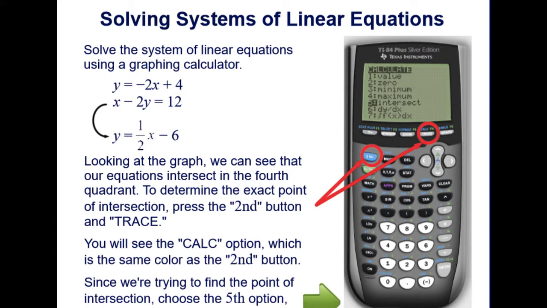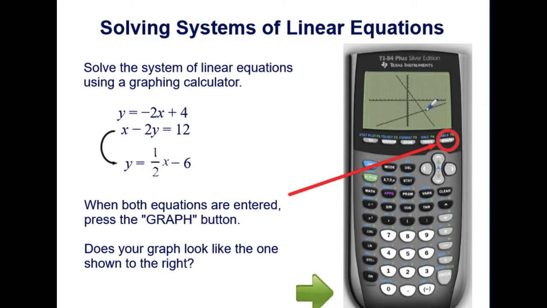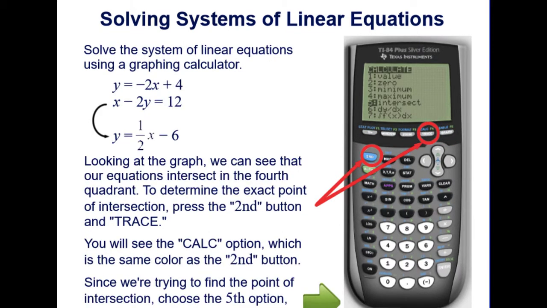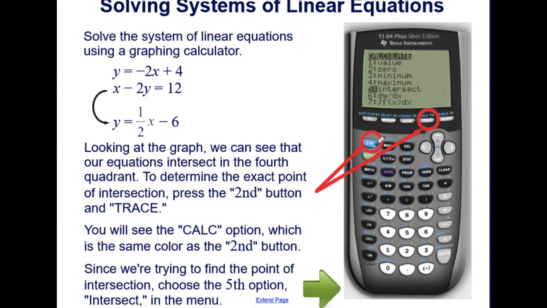Now looking at the graph, we can see that our equations intersect in the fourth quadrant. If we go back, this is the fourth quadrant. This is the point of intersection. It's not automatically labeled on the calculator. So to determine the exact point of intersection, you want to press the second button and then trace. Trace is right next to graph.